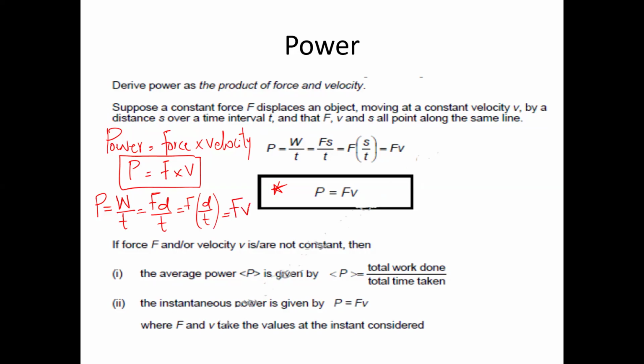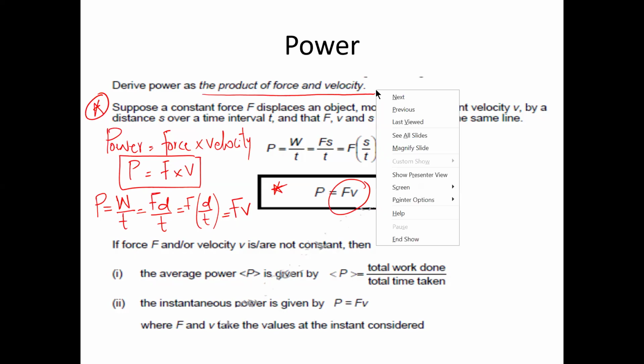So this 2-mark derivation has been seen in the paper several times. You must know that power can also be found from the formula force multiplied by velocity. Another formula of power is force multiplied by velocity. So you can just state power in another term: power is the product of force and velocity.